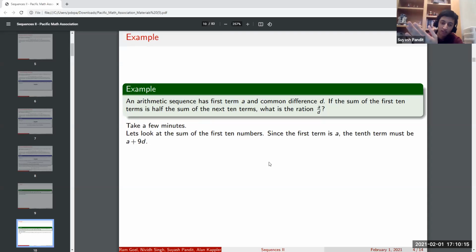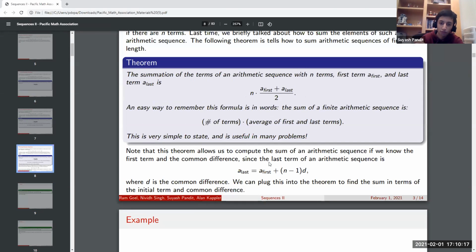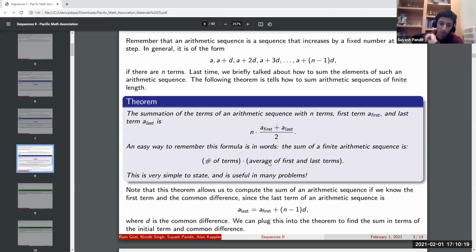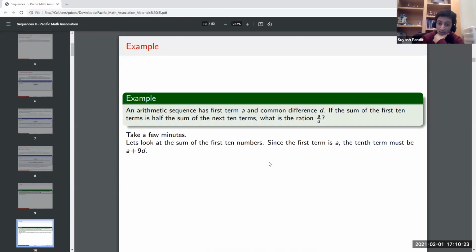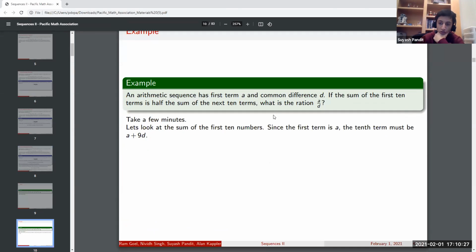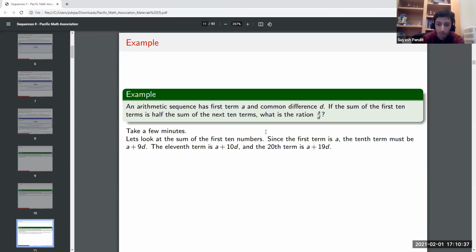So using the formula that Nivet just described, remember, it's the average of the first and last terms times the number of terms. We know there are 10 terms there. The sum of the first and last terms is 2A plus 9D, so the average is A plus 4.5D. When you multiply that by 10, you get 10A plus 45D.